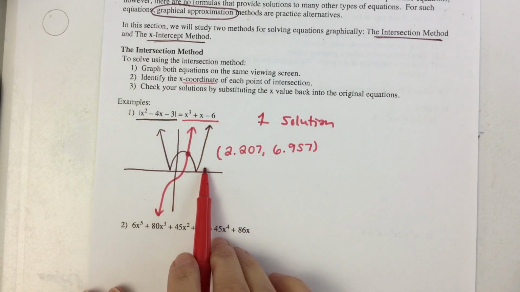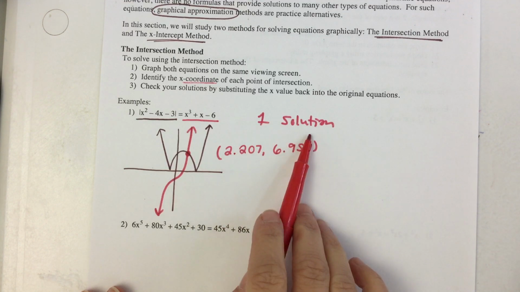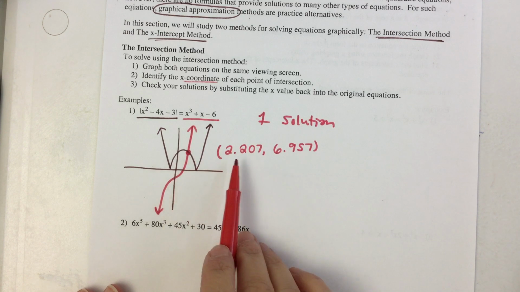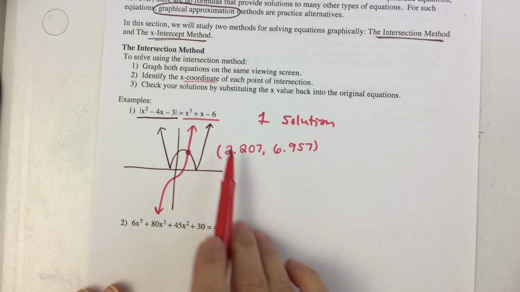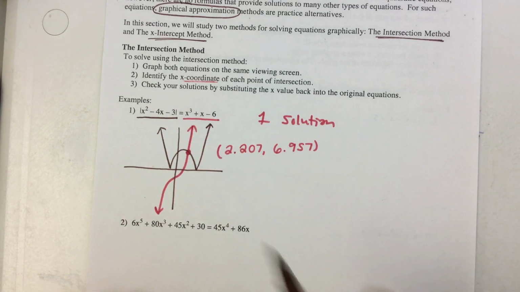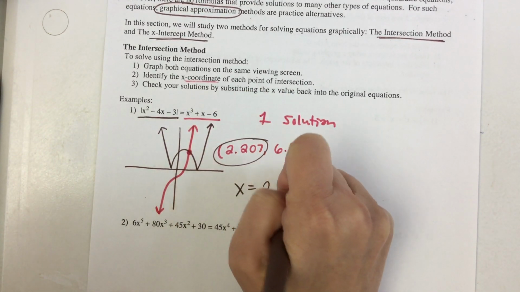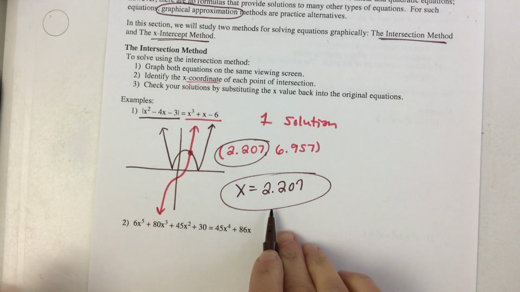So I graphed both on the same screen. I identified that there would be one solution because there's one intersecting point. Here's where the intersecting point is. Identify the x-coordinate. The x-coordinate is the actual solution. So 2.207. This is the solution.